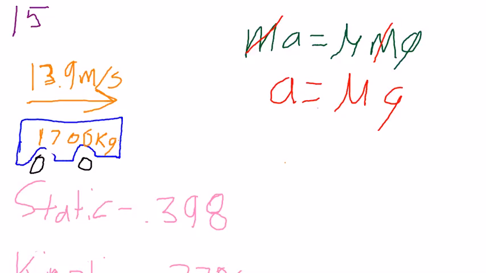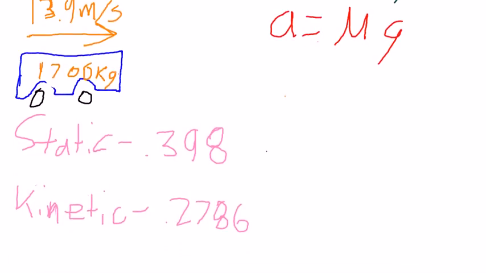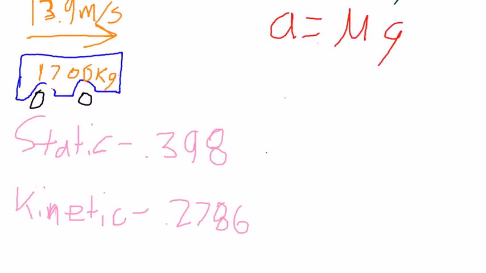In my question, you have a 1700 kilogram car moving at 13.9 meters per second on a horizontal road, which is again wet, and the static coefficient is given here, 0.398, and the kinetic friction is 0.2786, and of course your values may be slightly different than mine, so be careful with that.